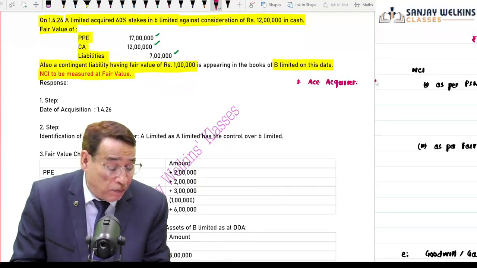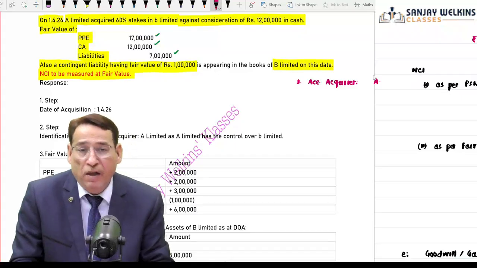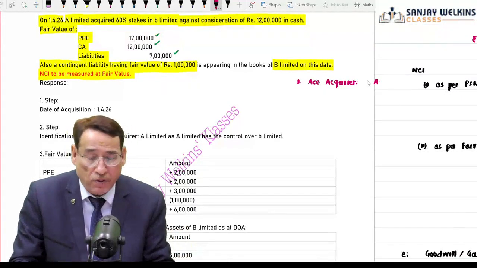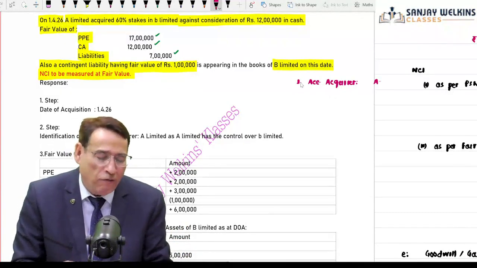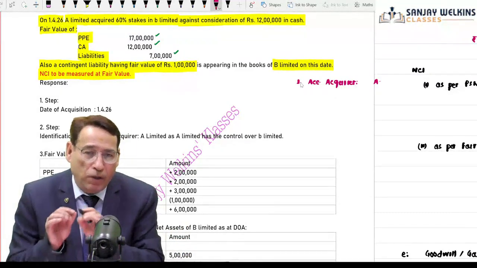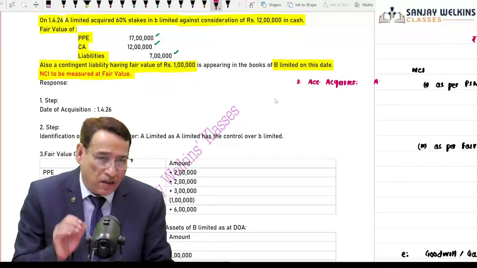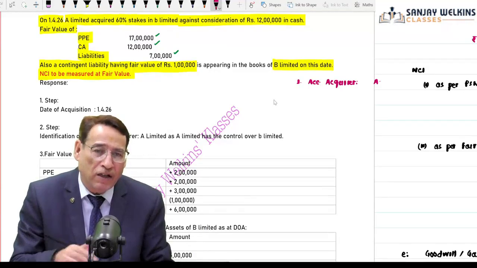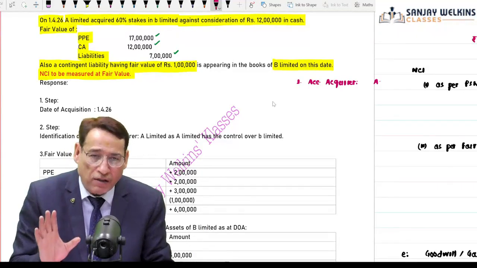A Limited will be your accounting acquirer, correct? You will use the same methodology as I used in the last question, correct? Honestly speaking, whenever the purchase consideration is discharged in cash, under such a situation, always the legal acquirer itself will be the accounting acquirer.